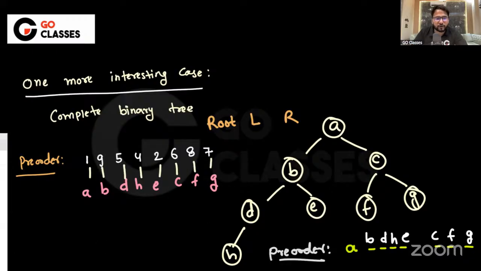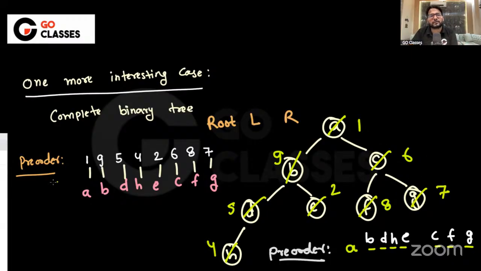Which means instead of A, you just write 1 here. Here instead of B, 9. Instead of C, 6. Instead of D, 5. Instead of H, 4. Instead of E, 2. Instead of F, 8. Instead of G, 7. So this tree is having this particular pre-order which was given to me.